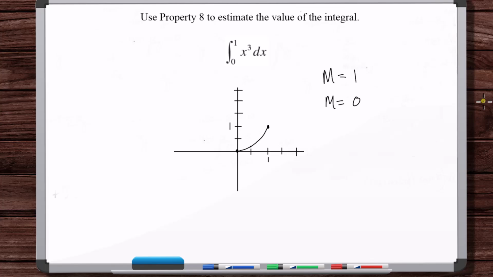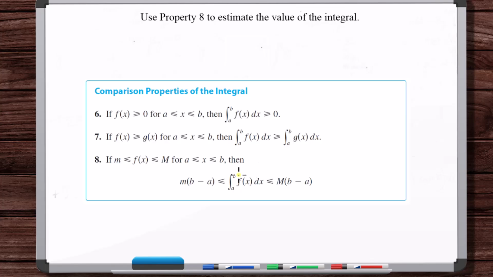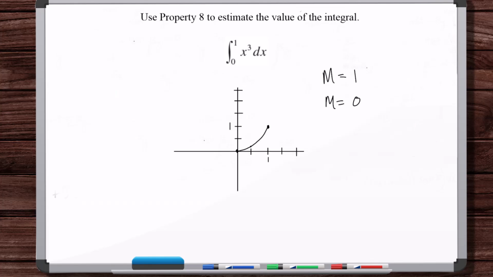And so what property 8 says is that the actual definite integral is going to be sandwiched between lowercase m times (b minus a) and uppercase M times (b minus a). So what is b minus a? It's 1 minus 0. So 1 times 0 is 0. One times 1 is 1. This integral is somewhere between 0 and 1.